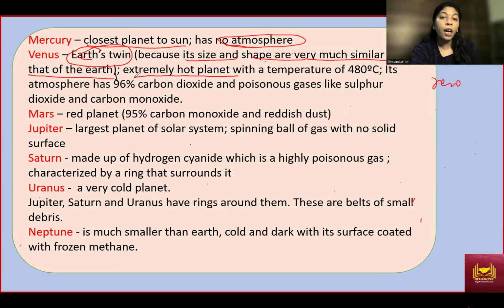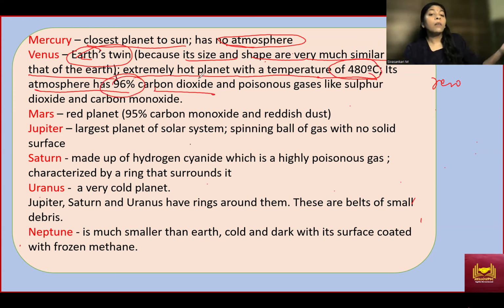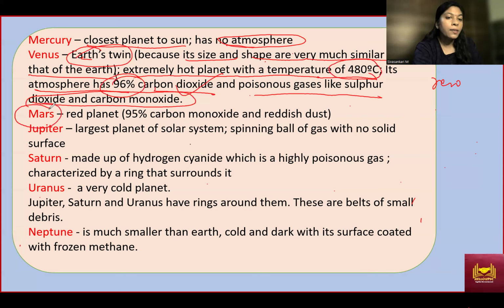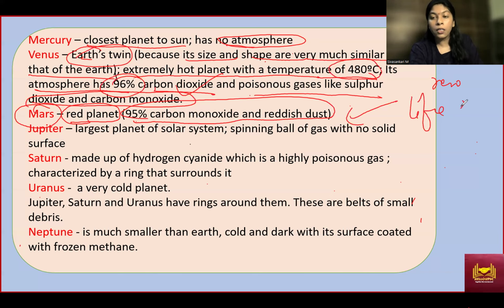And it is extremely hot, with a temperature of, imagine, 480 degrees Celsius. And its atmosphere has 96% carbon dioxide. Imagine, children, carbon dioxide, the one we exhale out. 96% it has carbon dioxide. And poisonous gases like sulfur dioxide and carbon monoxide are also present. Okay, so that is Venus. Then come to Mars. We call this the red planet. It also has 95% carbon monoxide and reddish dust. But now we are discussing whether life forms might exist on Mars.